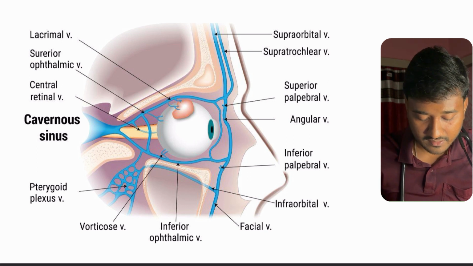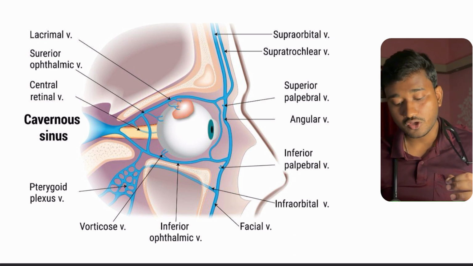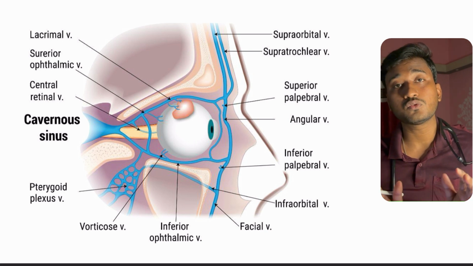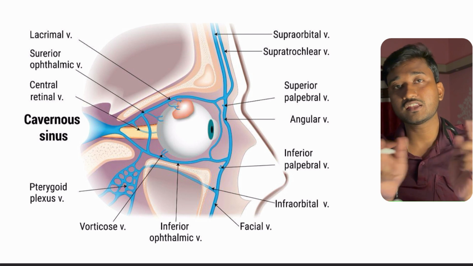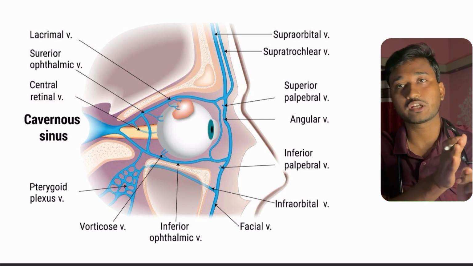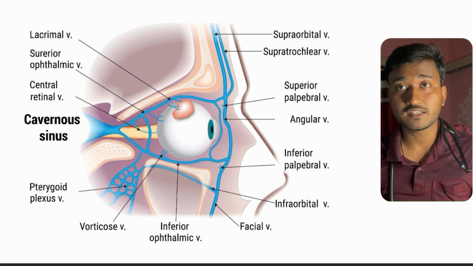And there is another vein, the central retinal vein, which is draining the retinal part and also draining into the superior ophthalmic vein. Remember one thing, all these veins have no valve within them. As there is no valve, blood can flow in either direction, come inward or go outside. That is the main issue.